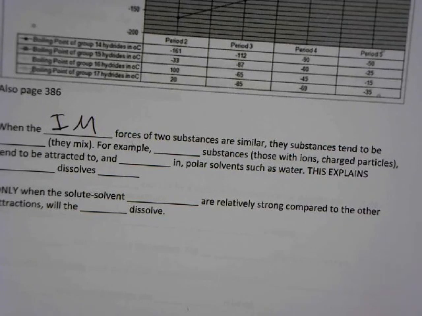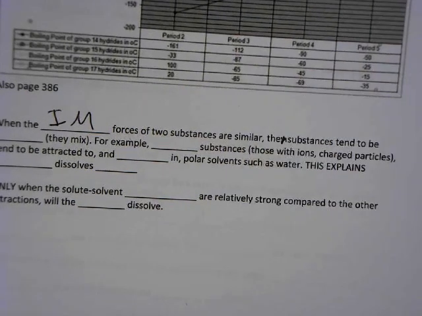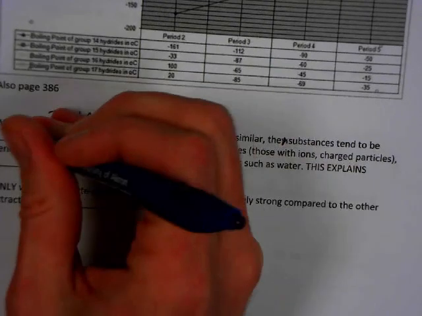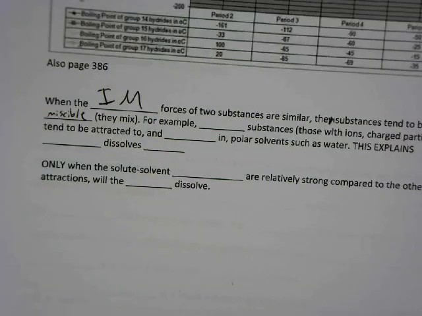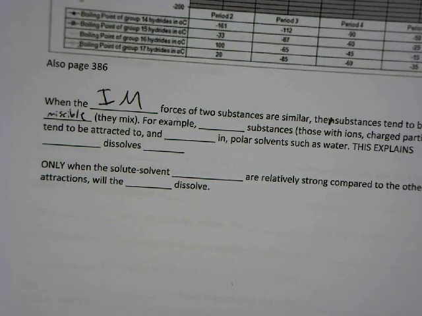So, when the intermolecular forces of two substances are similar, the substances tend to be miscible. They tend to be miscible. In other words, they mix. M-I-S-C-I-B-L-E. Like when you could mix it. Right, exactly. It sounds like mixing. So, mixable and miscible sound just like each other, and that's actually what it means.